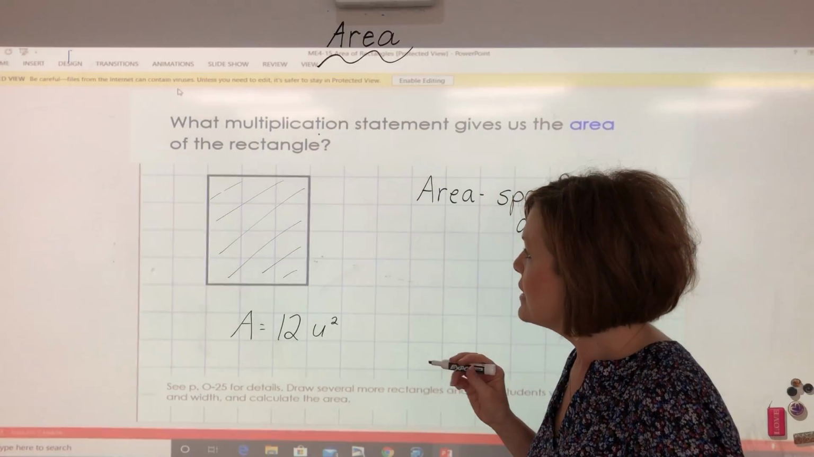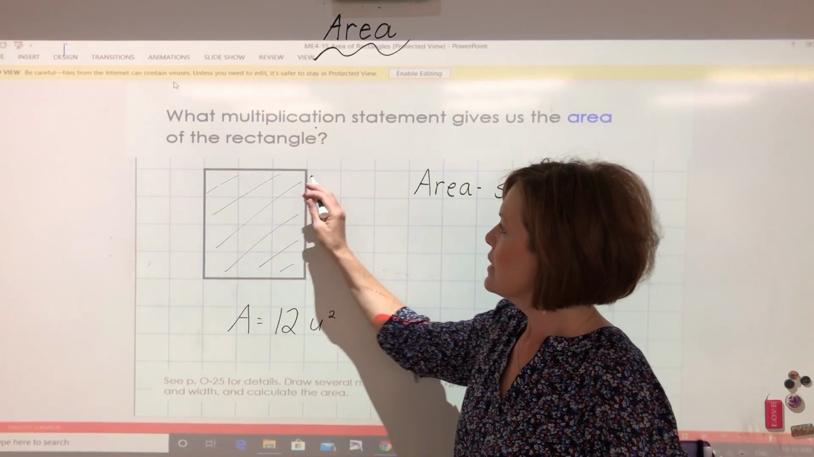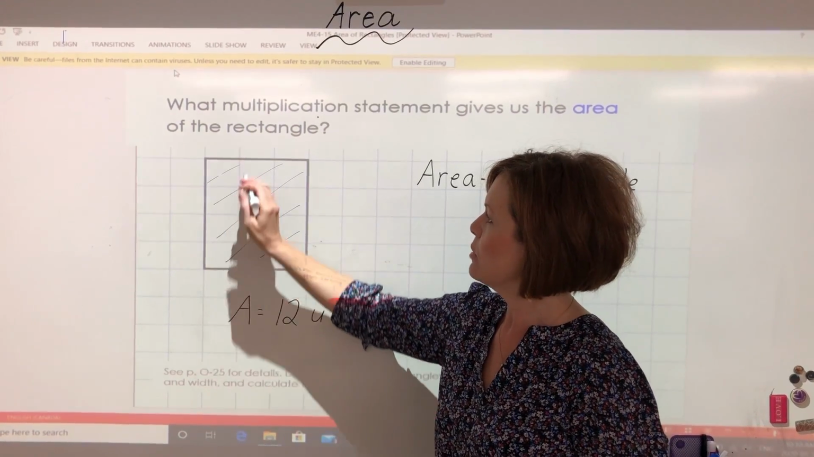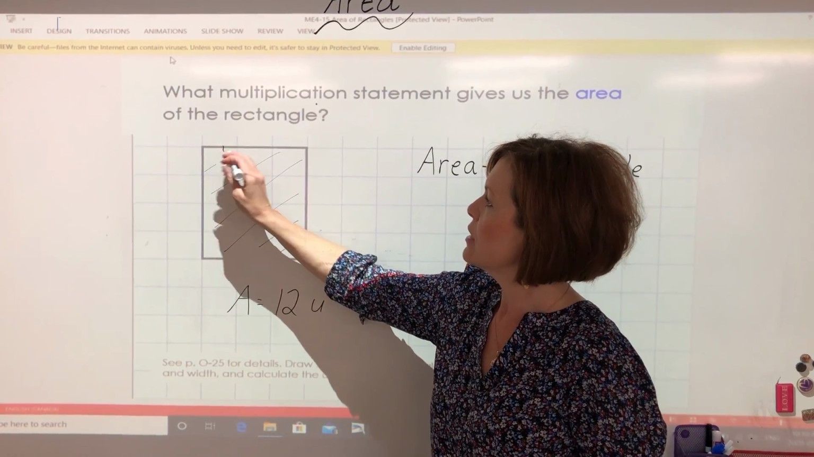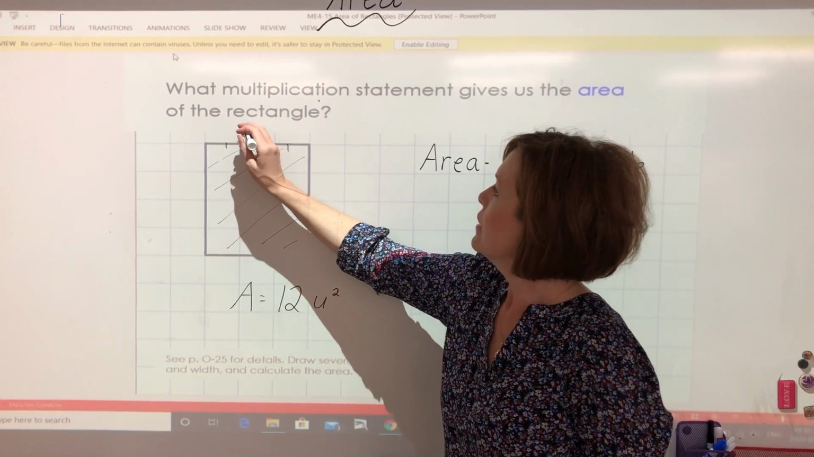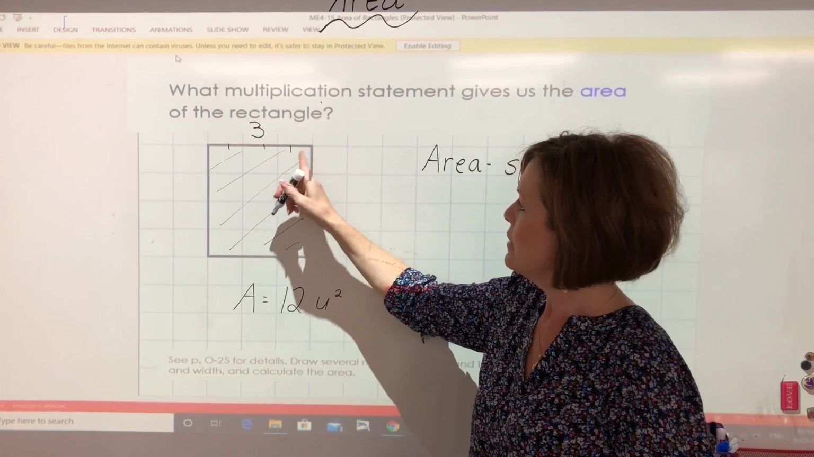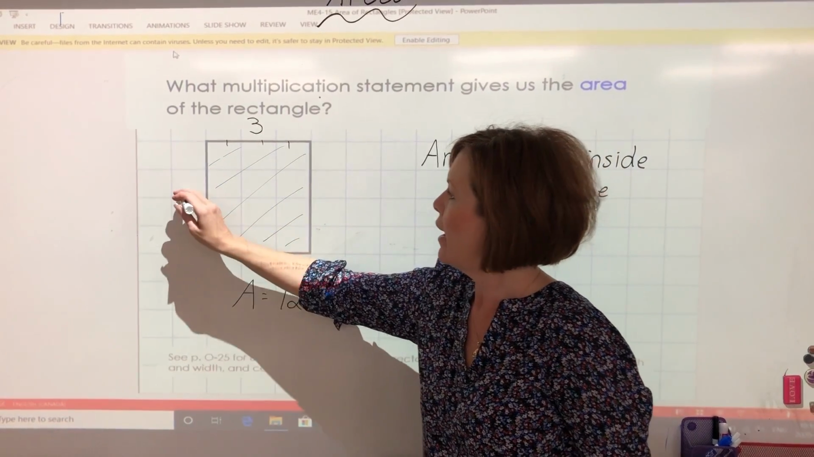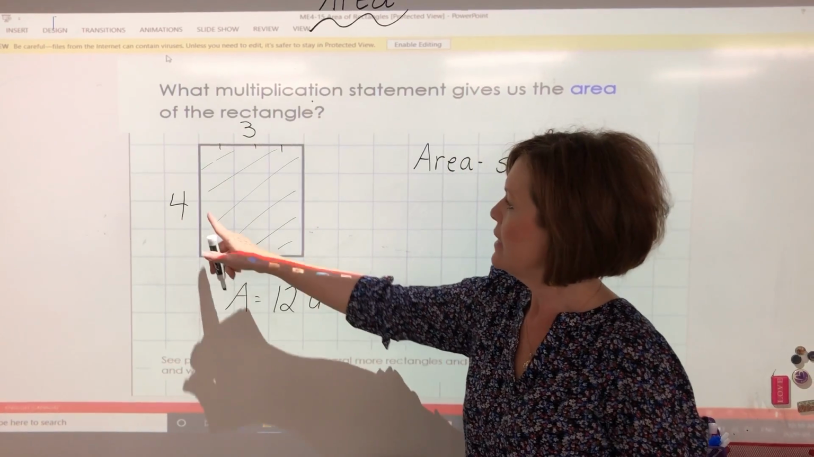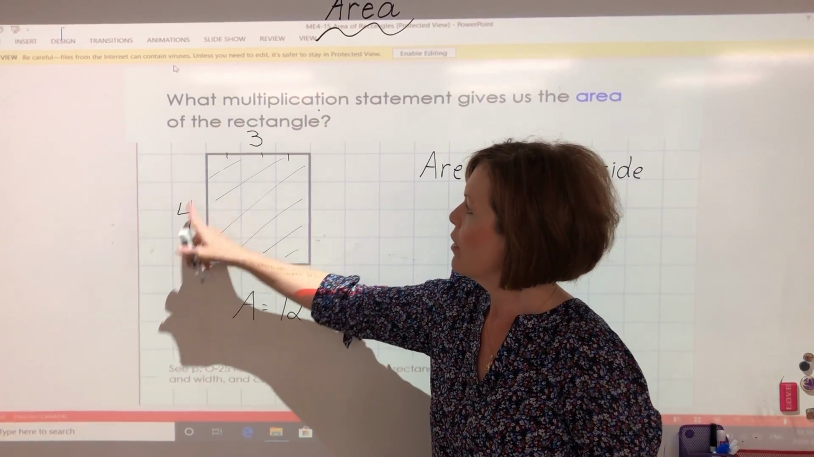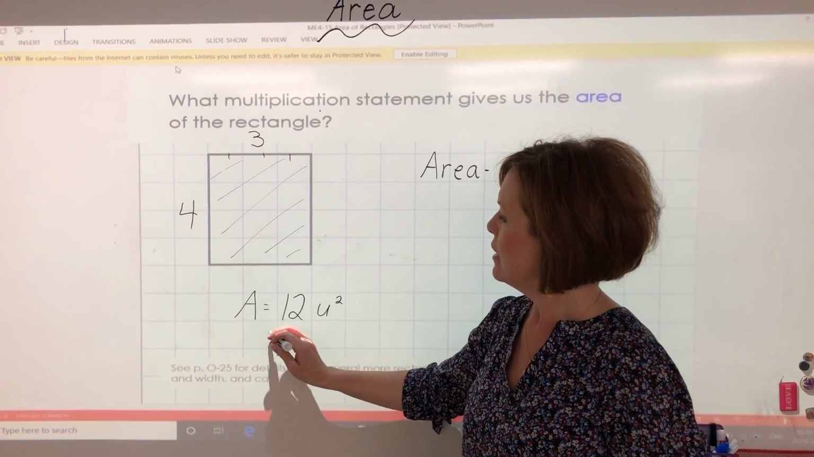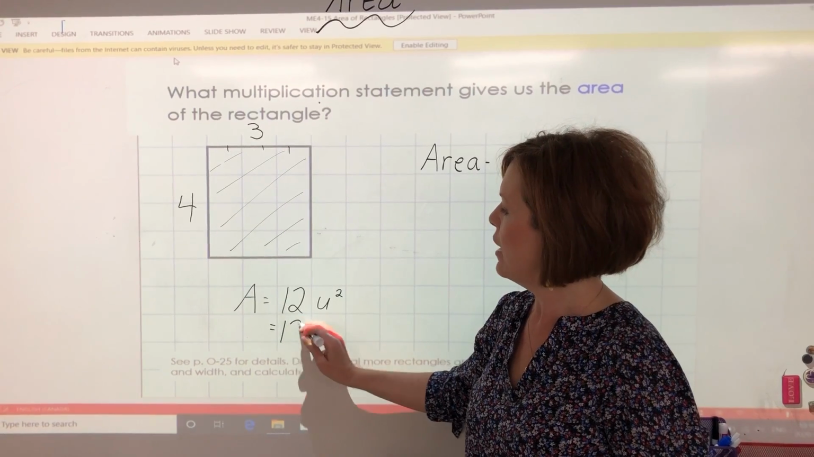So instead, if we look at this like an array, like we do in multiplication, we can see that it's 3 squares wide and 4 high, and we can say the area is 4 times 3 equals 12 as well.